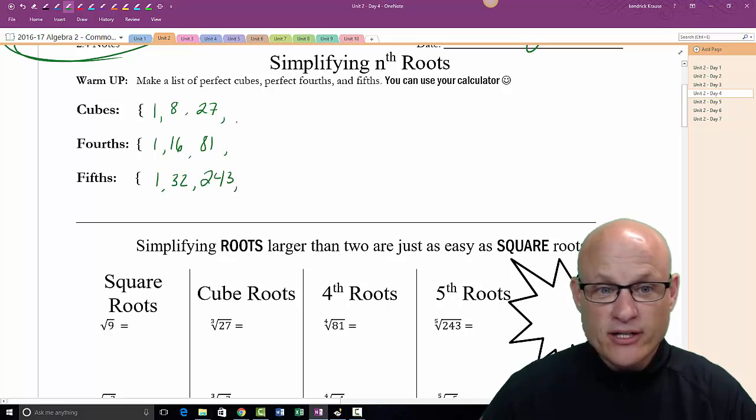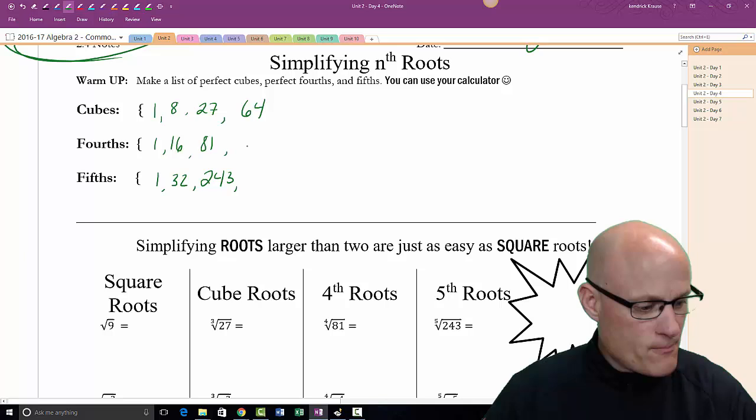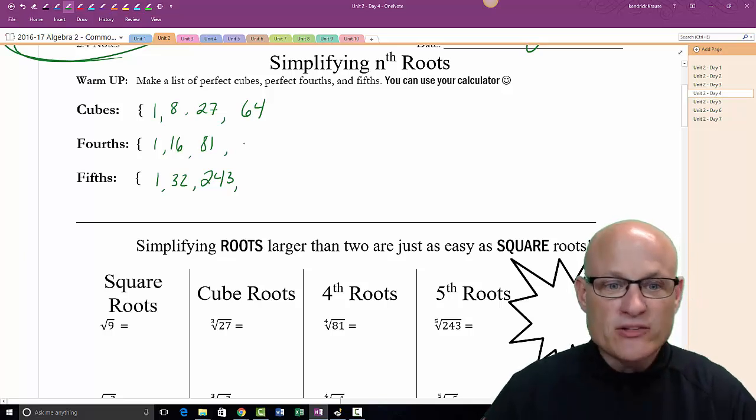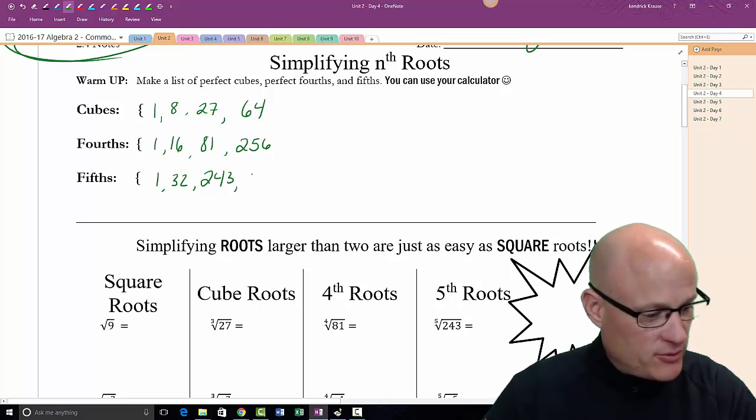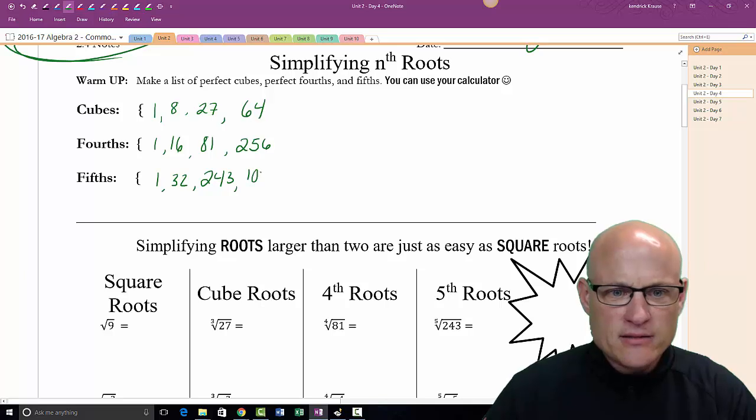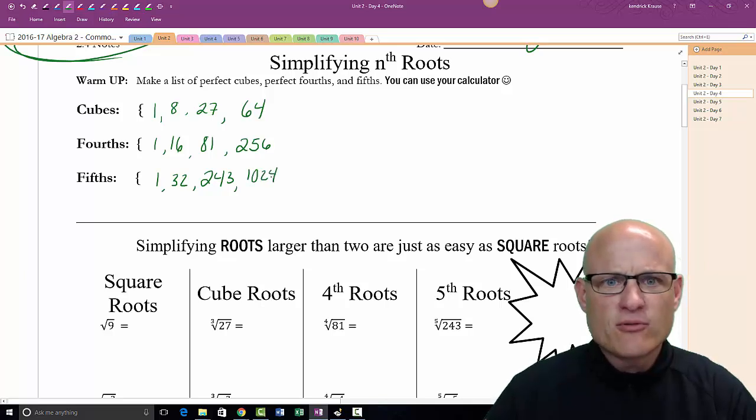4. 4 times 4 times 4 is 64. 4 times 4 times 4 times 4, I think that's 512, right? 256. And then 4 times 4 times 4 times 4 times 4, that's 512, right? No, 1024. Is that right? Yeah, 4 to the fifth is 1024.